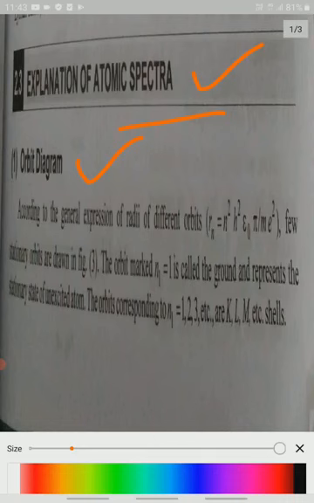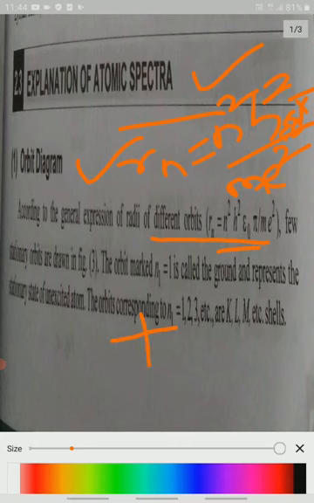In previous classes we derived the radius, velocity, kinetic energy, potential energy, and total energy of the hydrogen atom. From those topics we concluded that the radius of the hydrogen atom is Rn = n squared h squared epsilon naught / pi m e squared. Different orbits have different radii. If you take any atom, it contains different orbits.